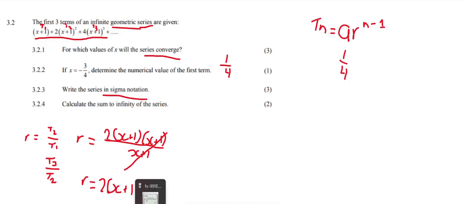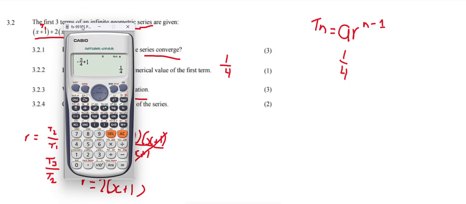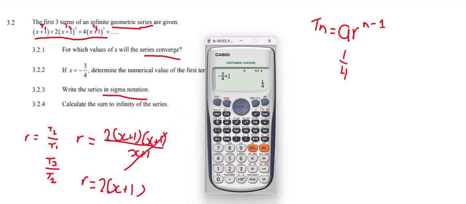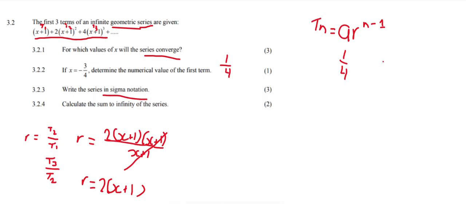So let's open up our calculator so that we can find our r. We said our r is 2, open bracket, 1 over 4. Why am I saying 1 over 4? What was x? Negative 3 over 4 plus 1, close bracket, so half. So our r is half. Our r equals half.